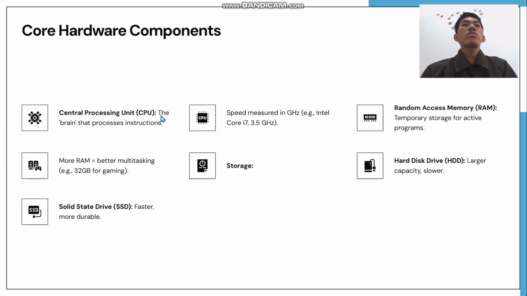So this is the core hardware components. The central processing unit or CPU is the brain that processes instructions. And the more RAM, the better the multitasking. For example, we have 32 GB RAM for gaming, so we'll be happy to use it. And the next is solid state drive or SSD. It is faster and more durable.